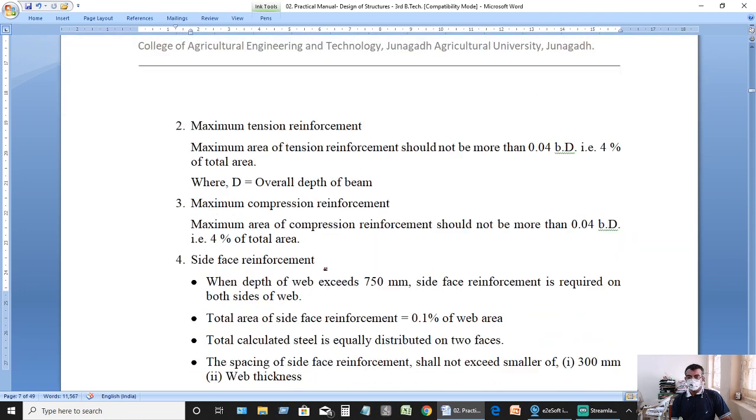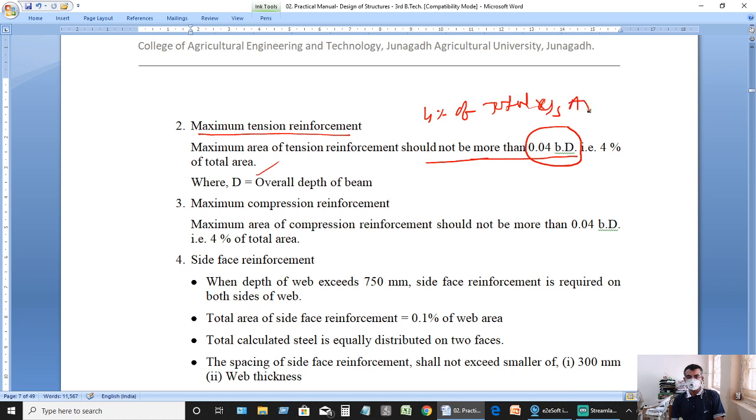Now maximum tension reinforcement should not be more than 0.04 b into d, that is 4% of the total area. So you cannot provide reinforcement more than 4% of the total cross section area, right? So this is the maximum tension reinforcement, and maximum compression reinforcement should not be more than again 0.04 b into d.